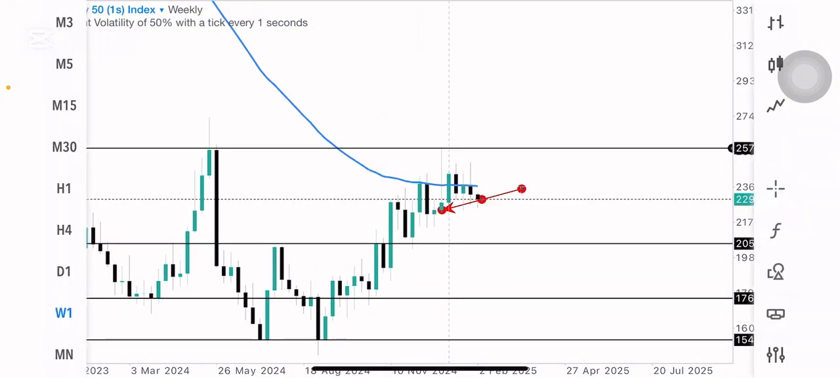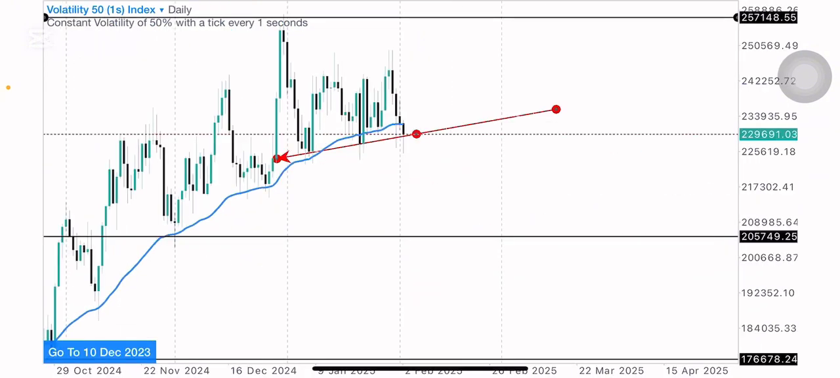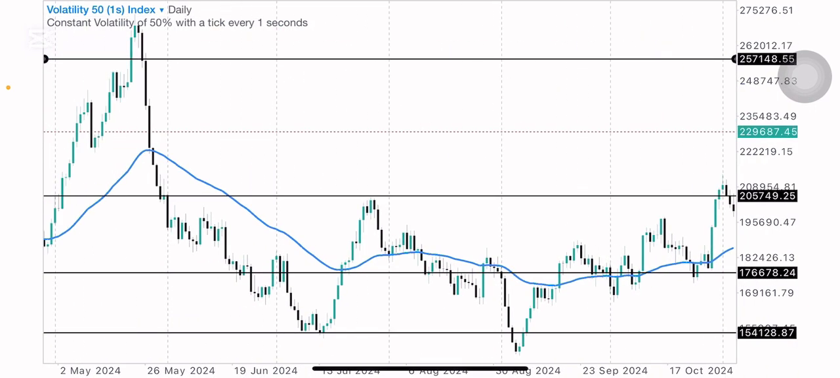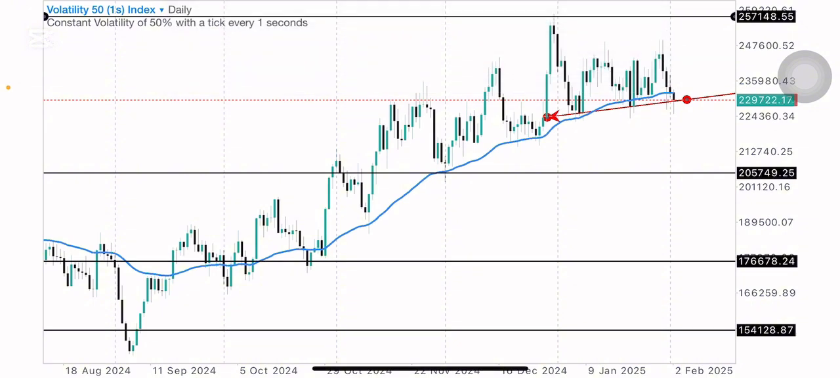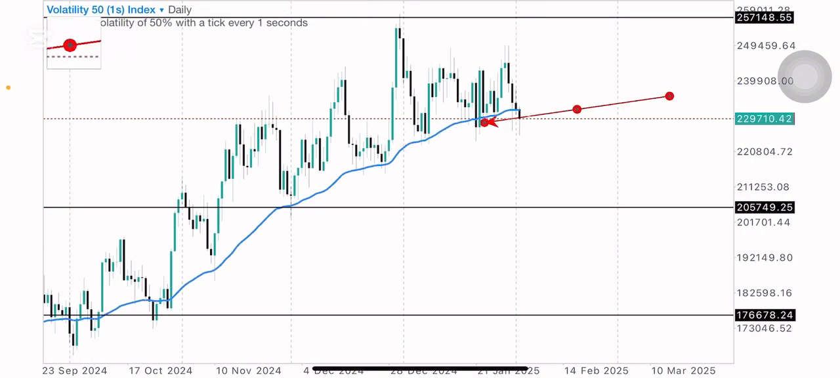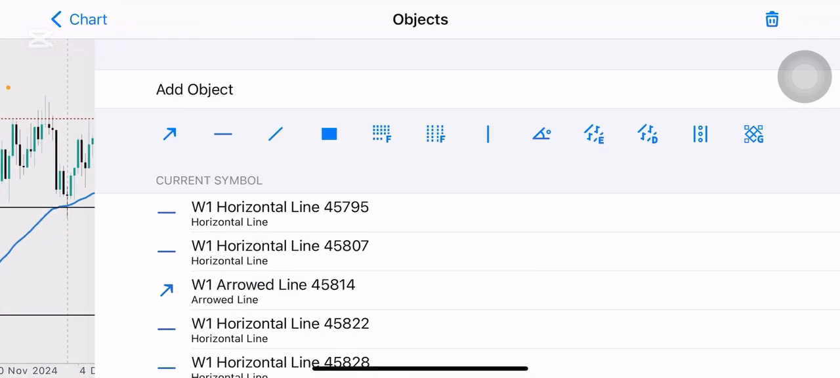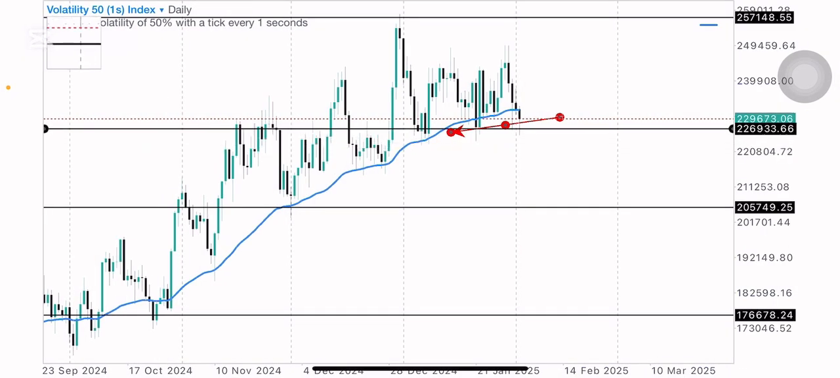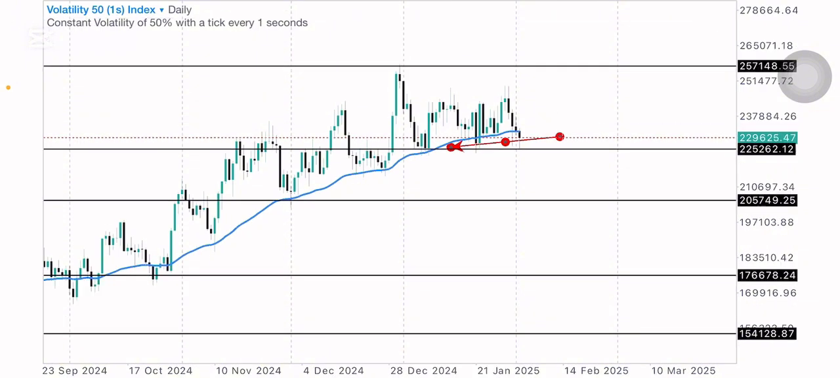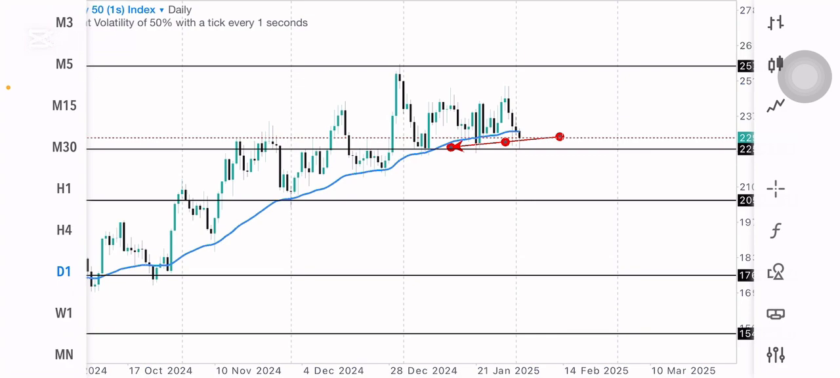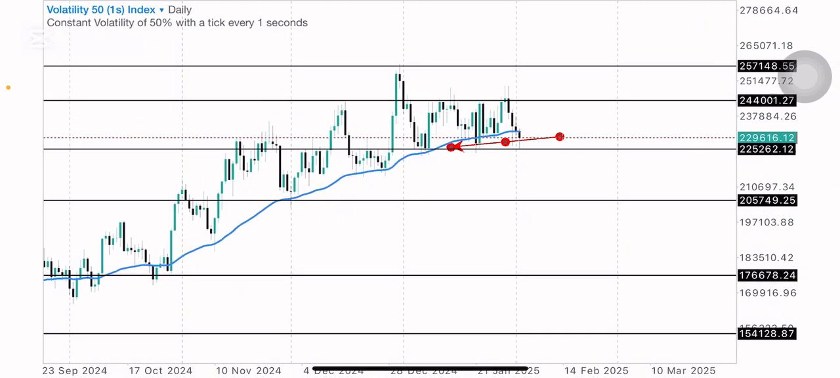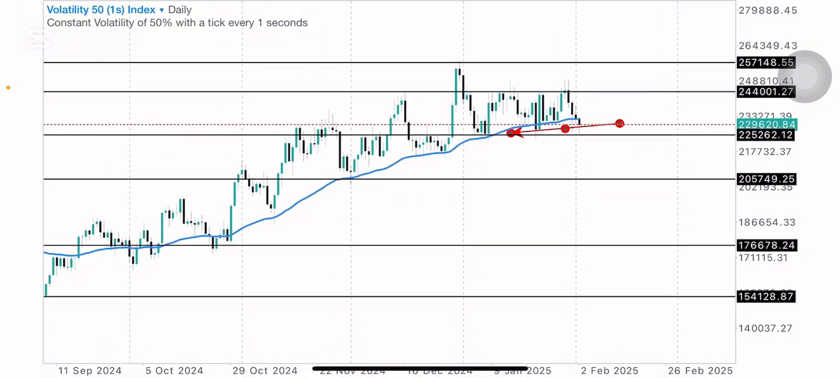Okay, so on the daily, let's go to the daily. On the daily, we have other levels of multiple touches. Let's mark some of them. So we have this level where we got multiple touches here, and then we have this other level, and another level here with multiple touches. So these are our key levels, our levels of interest.